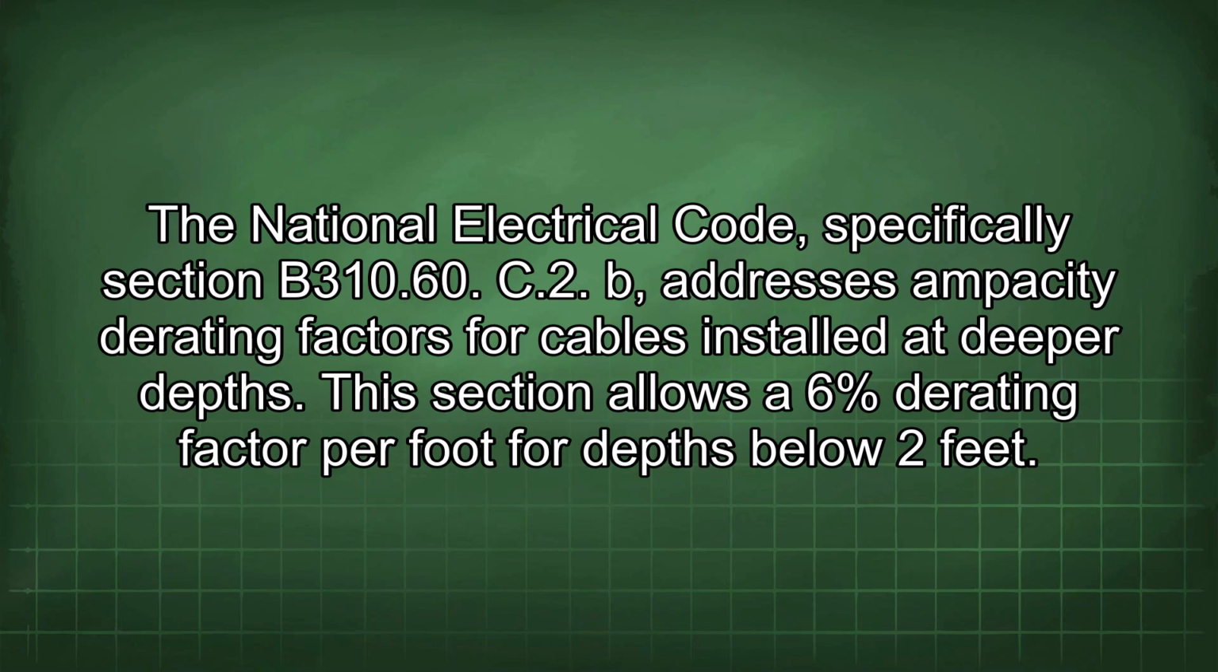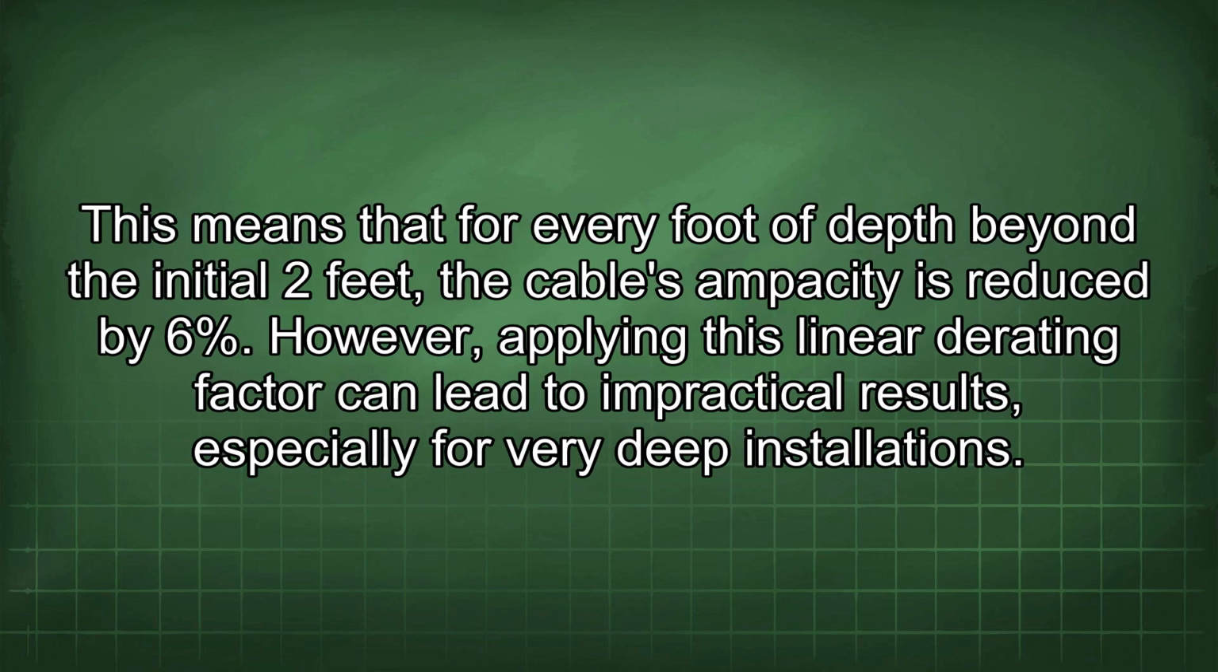National Electrical Code, specifically Section B310.60.C.2.b, addresses ampacity derating factors for cables installed at deeper depths. This section allows a 6% derating factor per foot for depths below 2 feet. This means that for every foot of depth beyond the initial 2 feet, the cable's ampacity is reduced by 6%.